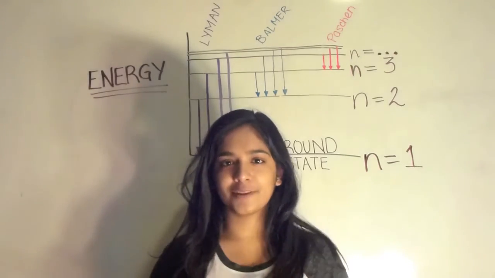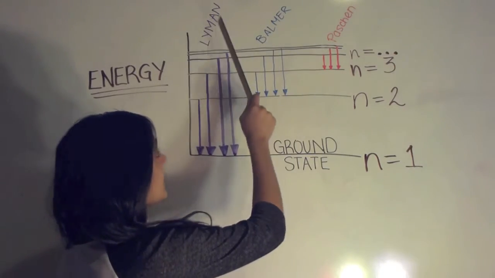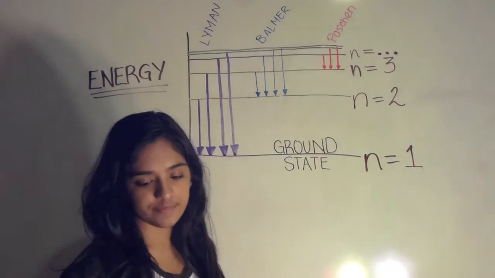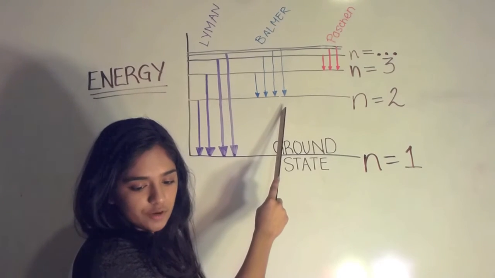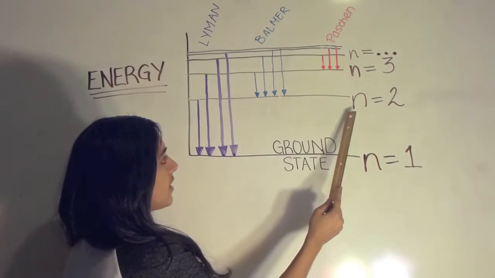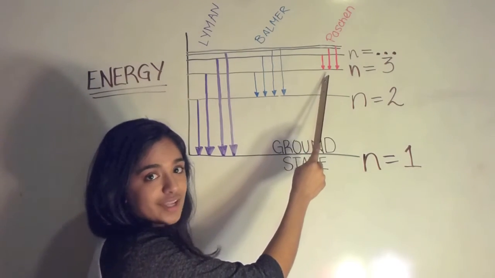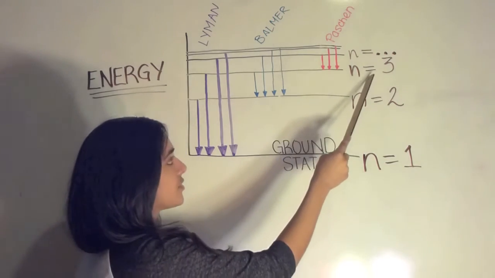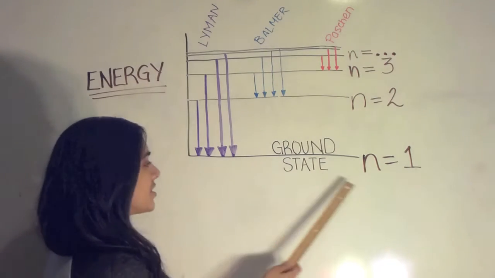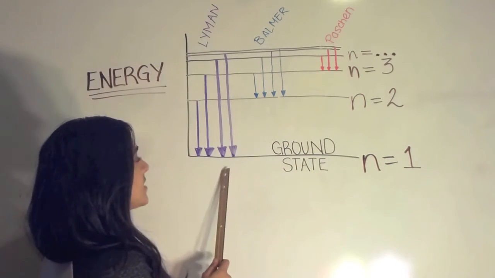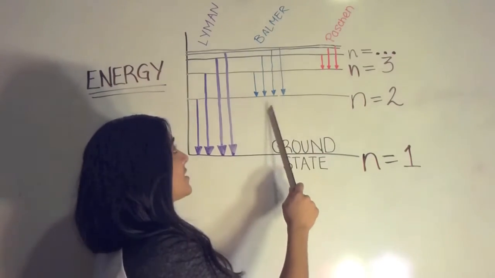Okay, so now we're going to talk about the different series of light. We have the Balmer series, the Lyman series, and the Paschen series. The Balmer series represents the spectrum of visible light, in which the electrons fall to the n equals 2 energy level. The Paschen series represents the infrared light and a fall to the energy level n equals 3. The Lyman series represents the ultraviolet light and a fall to the energy level n equals 1. The Lyman series thus has the most energy, the Paschen series has the least, and the Balmer is in between.